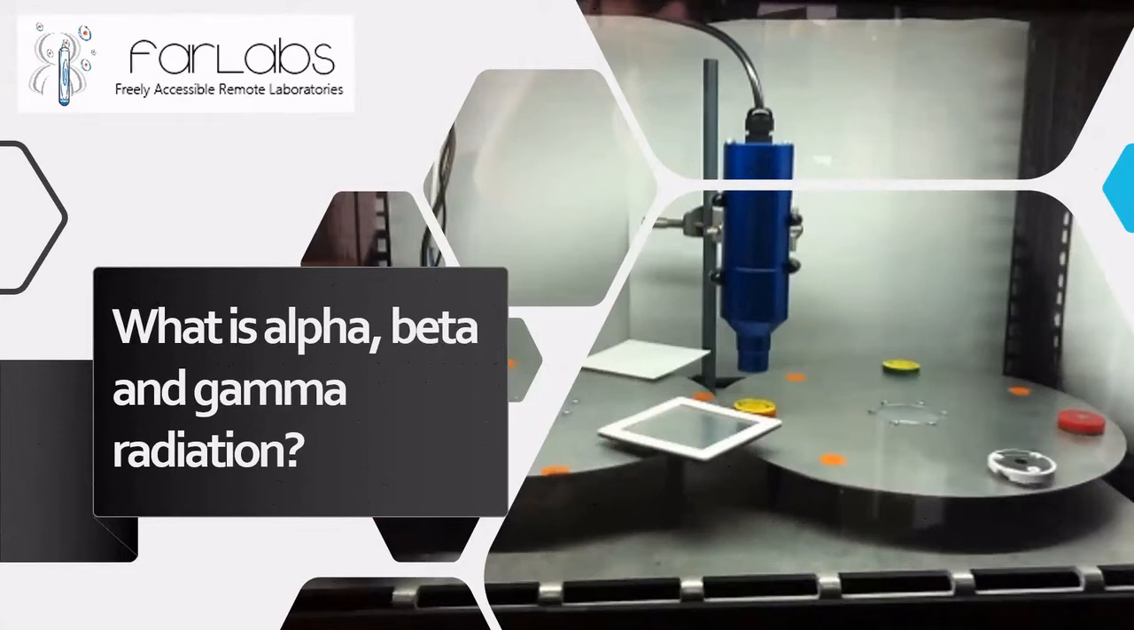During these Phi Labs experiments, you'll learn a lot about the applications, the use, and the discovery of radiation. You'll also get the opportunity to perform experiments with live radioactive sources through the remote control of experimental equipment hosted at La Trobe University. In this video, I'm going to explain to you what is alpha, beta, and gamma radiation.